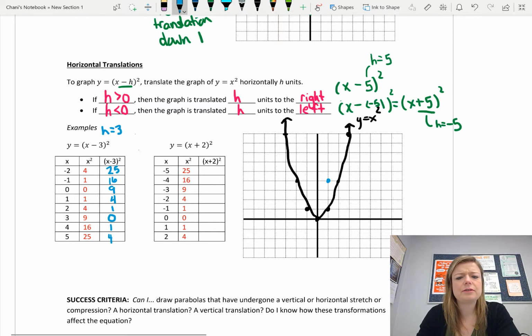Okay, at 2, I have 1, 3, 0, 4, 1, and 5, 4. Okay, and if you want, you can put in the 0, 9 as well. It's right there. And because of the symmetrical properties, that means there would be a 9 there as well. So notice that this parabola is the exact same shape, just translated 3 to the right.